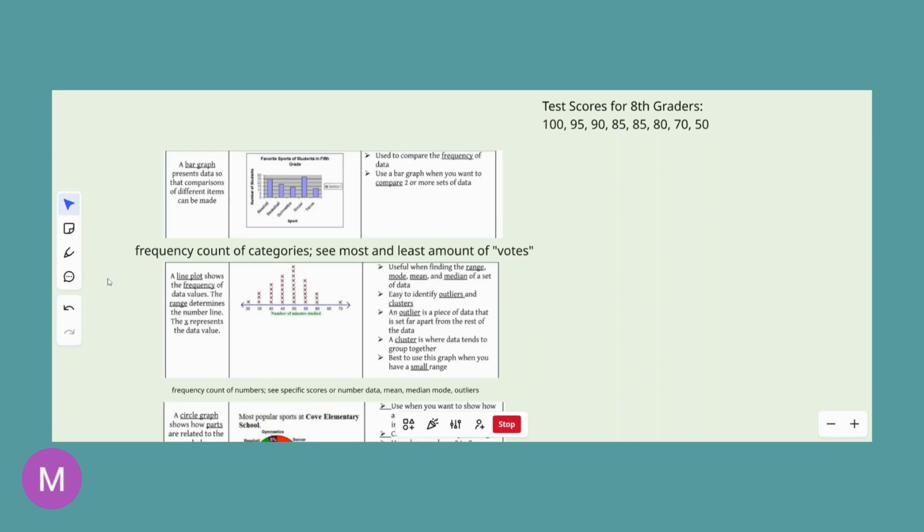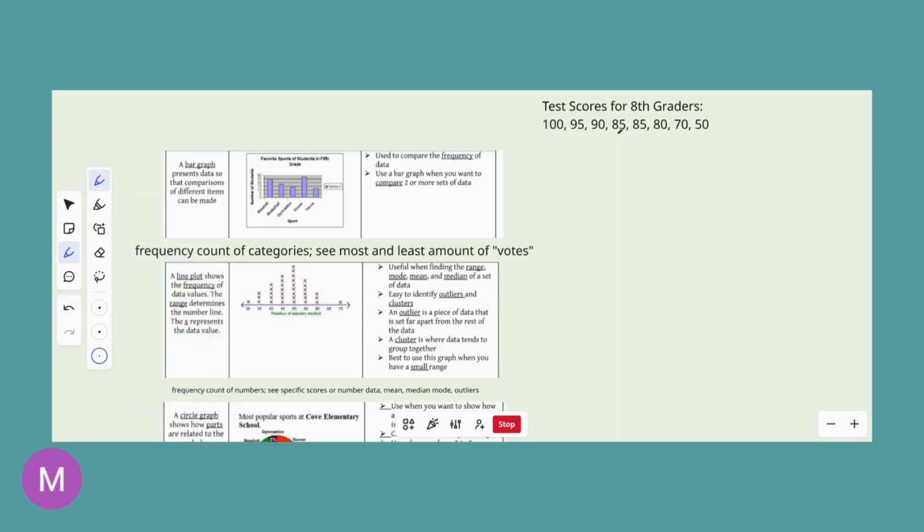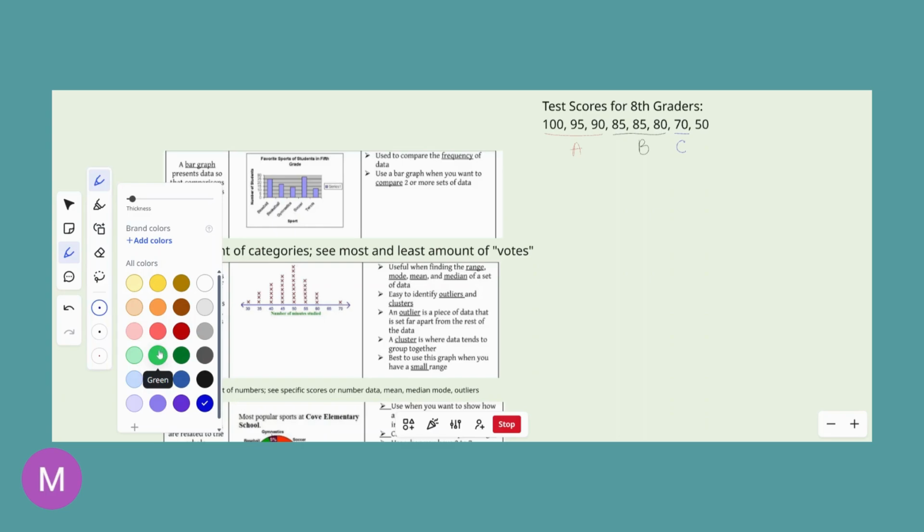So with the bar graph, remember that bar graphs cannot show specific numbers, they show categories. So we need to first make these become a category. What I think of is maybe breaking them into A's, B's, C's, D's, and F's. So if I'm looking at this, I have 3 pieces of data that were A's. I have 3 that were B's. And I have 1 that was a C. And then I have 1 that was an F.